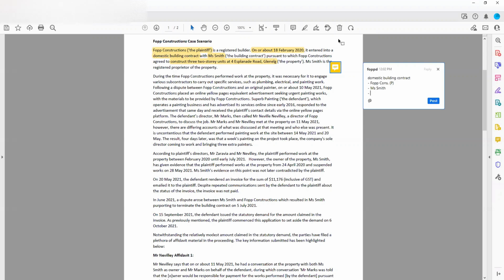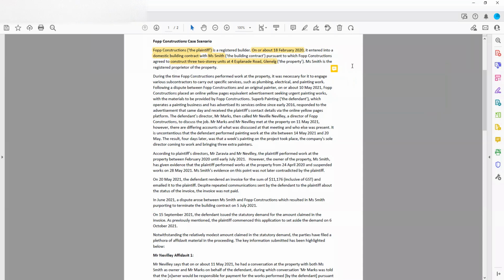And what is the contents of the contract? Well, we need to construct 3 times two-story units. Location is 4 Esplanade Road, Glenelg. That road doesn't actually exist, so don't bother looking that up. It's hypothetical. So we've got some facts here, and we know that she is the owner of the property.